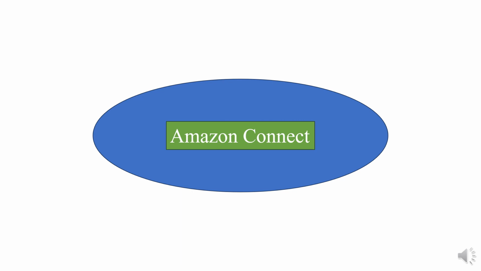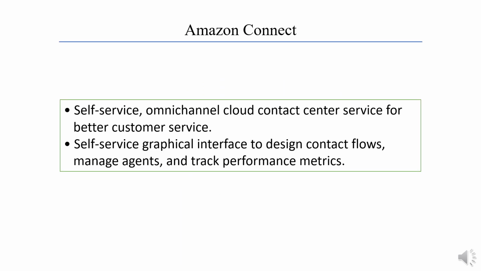Let's get started. Amazon Connect is a self-service omnichannel cloud contact center service that makes it easy for any business to deliver better customer service. Amazon Connect offers a self-service graphical interface that makes it easy for non-technical users to design contact flows, manage agents, and track performance metrics. It enables you to set up a cloud contact center in just a few clicks and onboard agents to help customers right away.